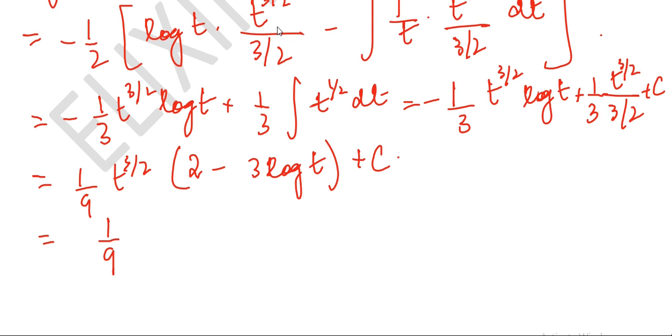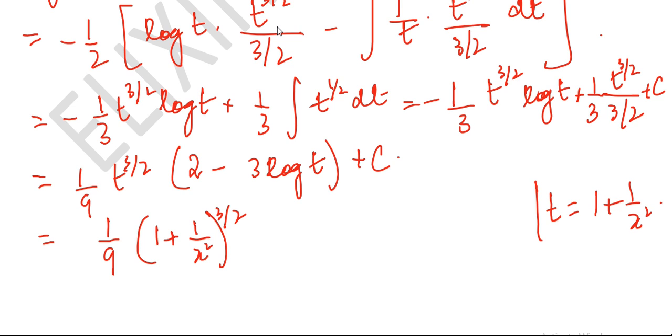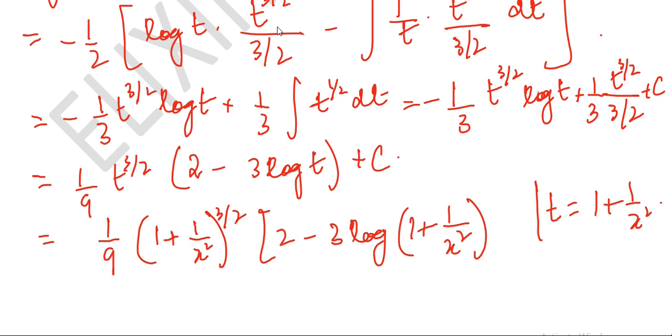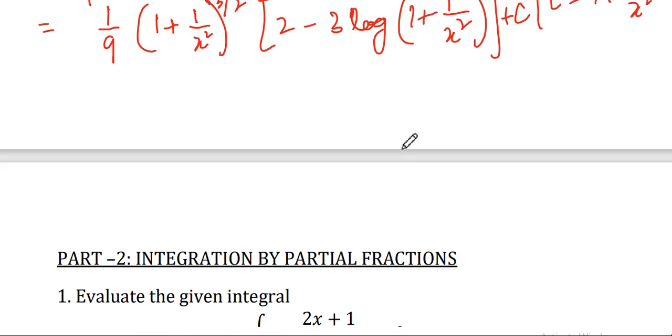So 1 by 9 into 1 plus 1 by x squared, multiplied whole to the power 3 by 2. We are just simply now replacing the value of t. T was basically 1 plus 1 by x squared. So simply if you replace the value of t, we have 2 minus 3 log of 1 plus 1 by x squared plus c. That's all. This is the answer.